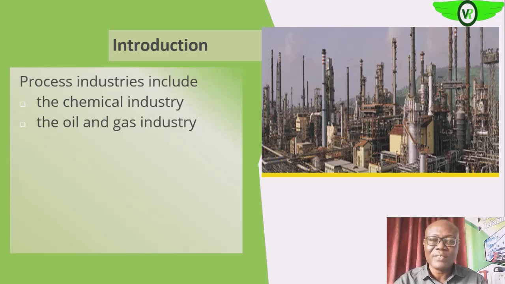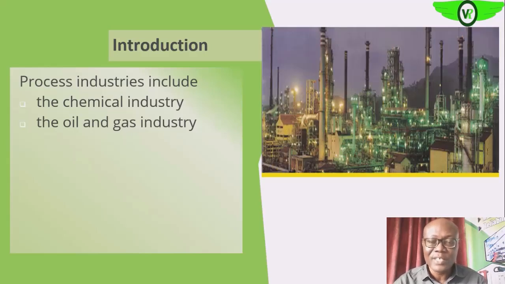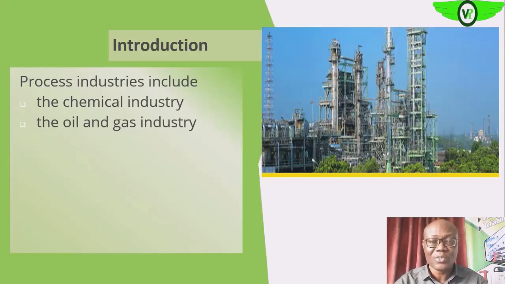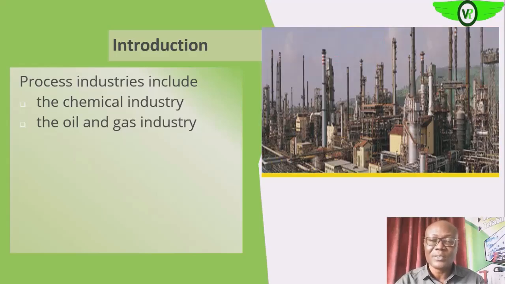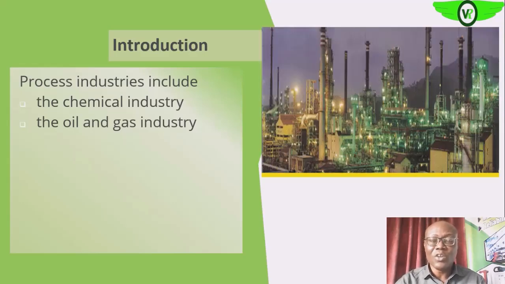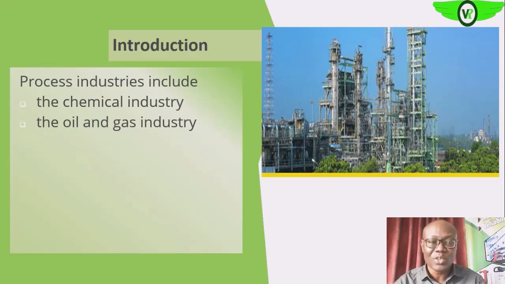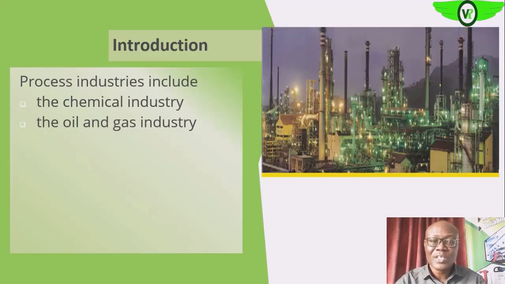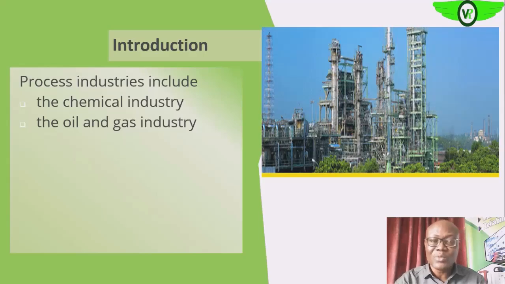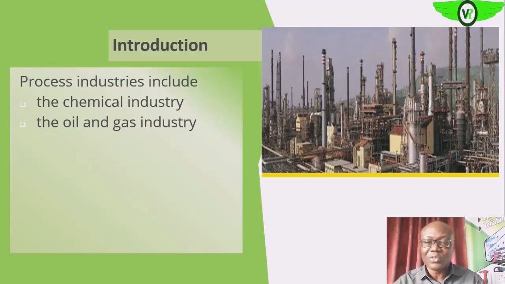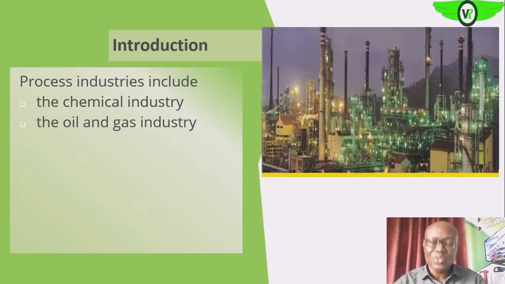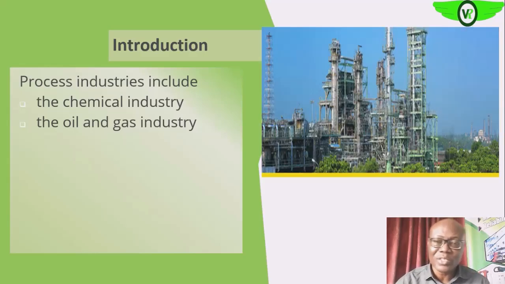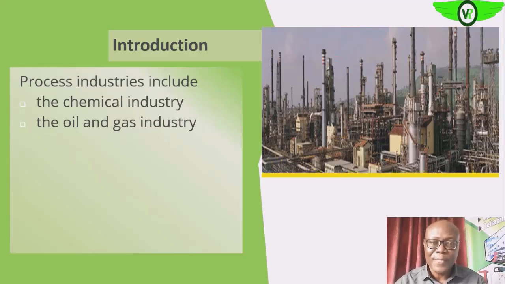Then we also have the refining industry and also the marketing and distribution. In all of these sections of the oil and gas industry, the processes need to be monitored and controlled. We are going to see some of the variables that we monitor in these various aspects of the oil and gas industry.